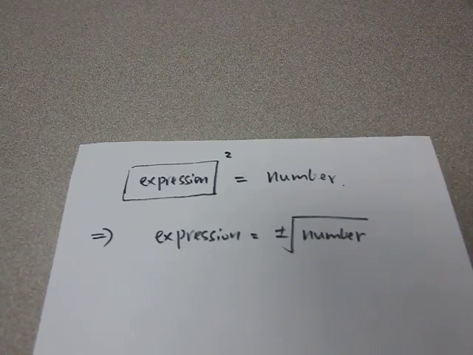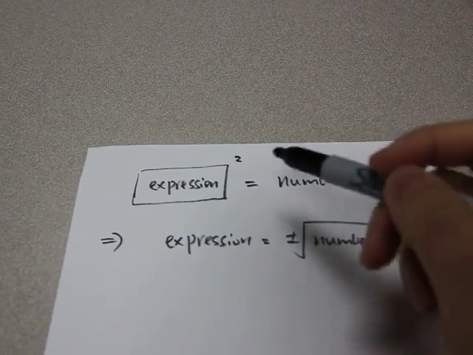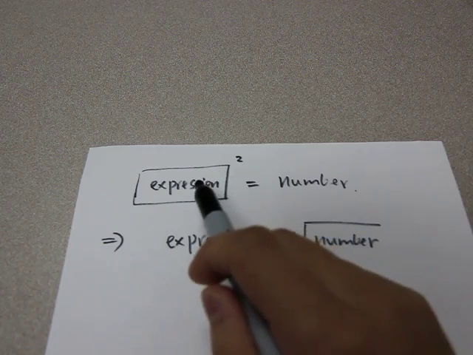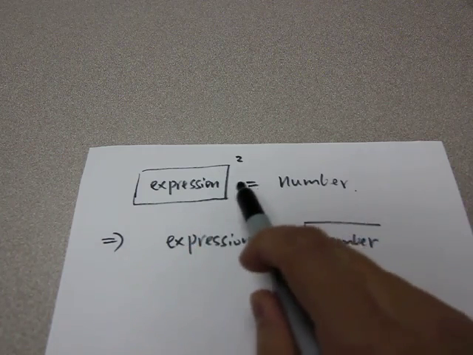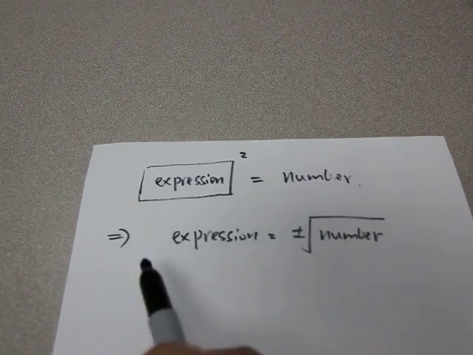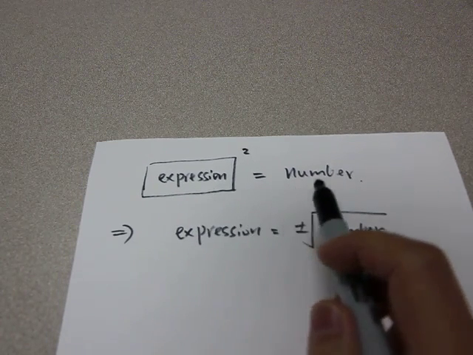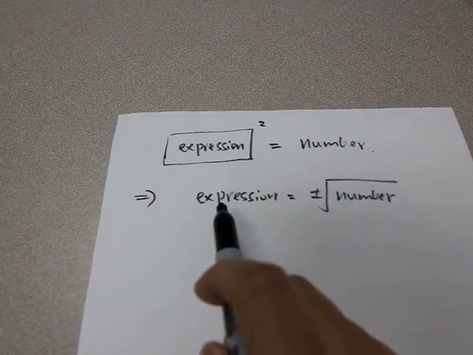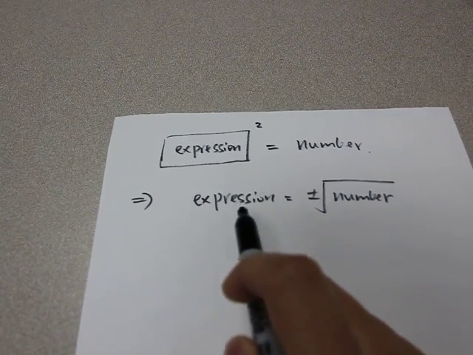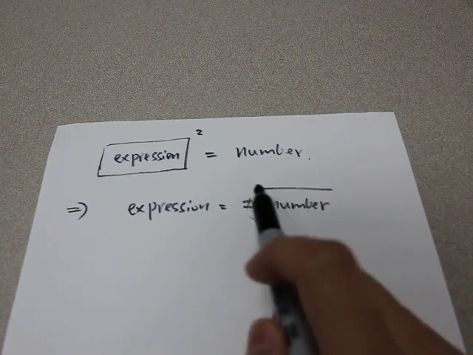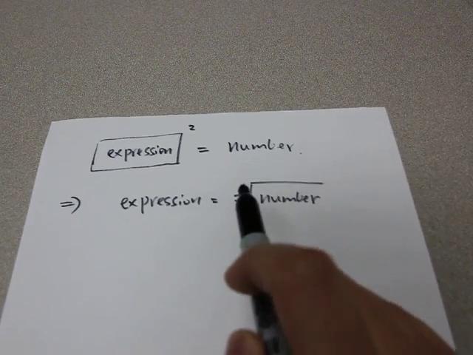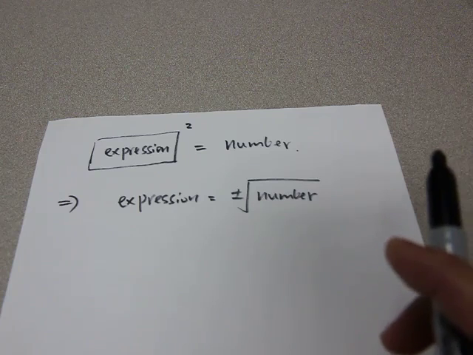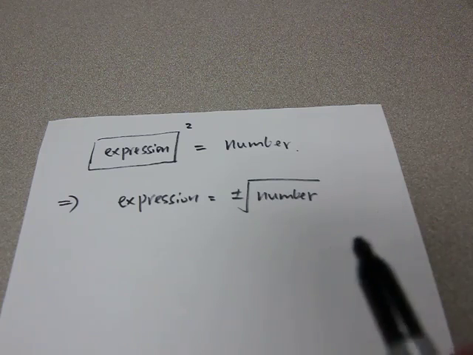Okay, now let me summarize this method. So the method is if we have a square of some expression, now this expression contains x, and if this equals some number, then to solve this quadratic equation, we take the square root on both sides. Therefore, the left hand side we have only this expression, and on the right hand side we have the square root of this number, and it's positive and negative, because remember, quadratic equation in most cases it has two solutions.